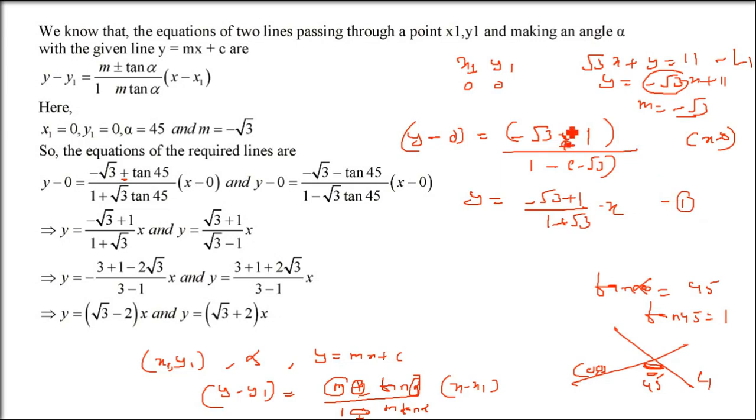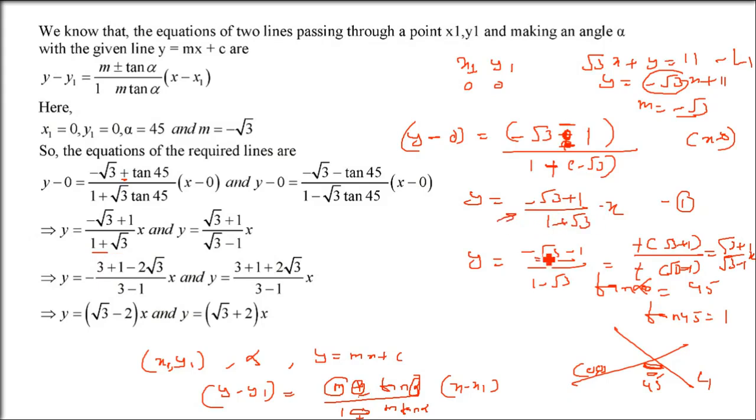What is the second equation? Just take negative in the numerator and plus in the denominator. So minus root 3 minus 1 it will be. And in the denominator you will take 1 plus minus root 3, which is 1 minus root 3. And of course x will be there. So I am taking minus common from the numerator, so it will be root 3 plus 1. And negative from the denominator, root 3 minus 1 it will be. So minus minus cancels, it will be root 3 plus 1 by root 3 minus 1, x. So these are the two equations, exact equations are here.